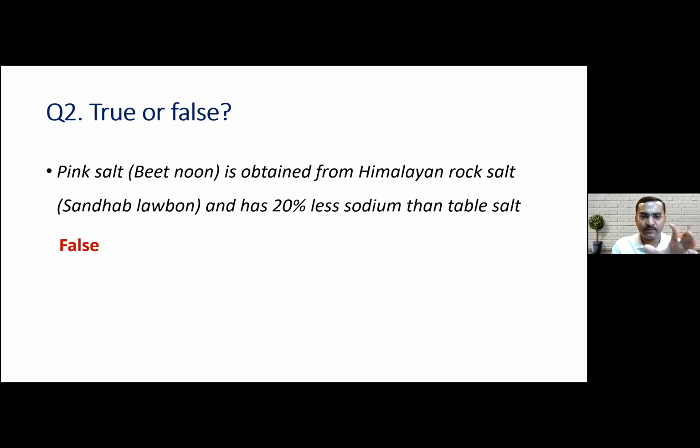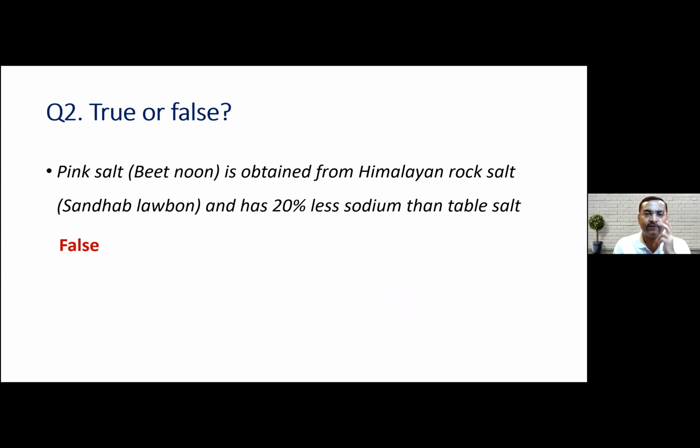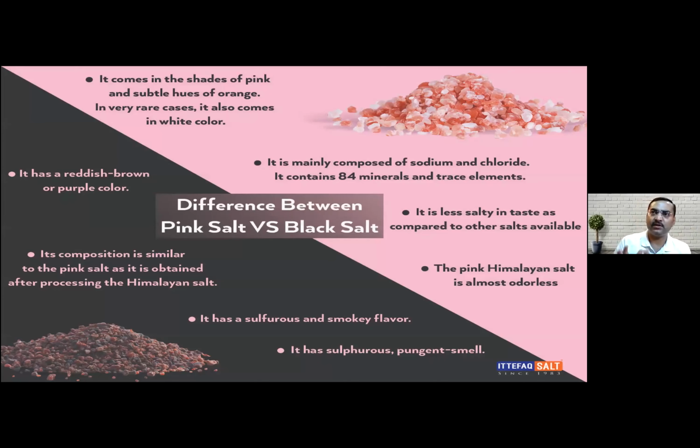There was a sentence which I had shown, whether it's true or false. It's false because there's a part of this answer which is false. Pink salt is definitely obtained from Himalayan salt, which means that Sondhob Lobon is the source of beet noon. Black salt is processed to get pink salt, but 99% of both black salt and pink salt is sodium chloride. So there's only a 1% difference.